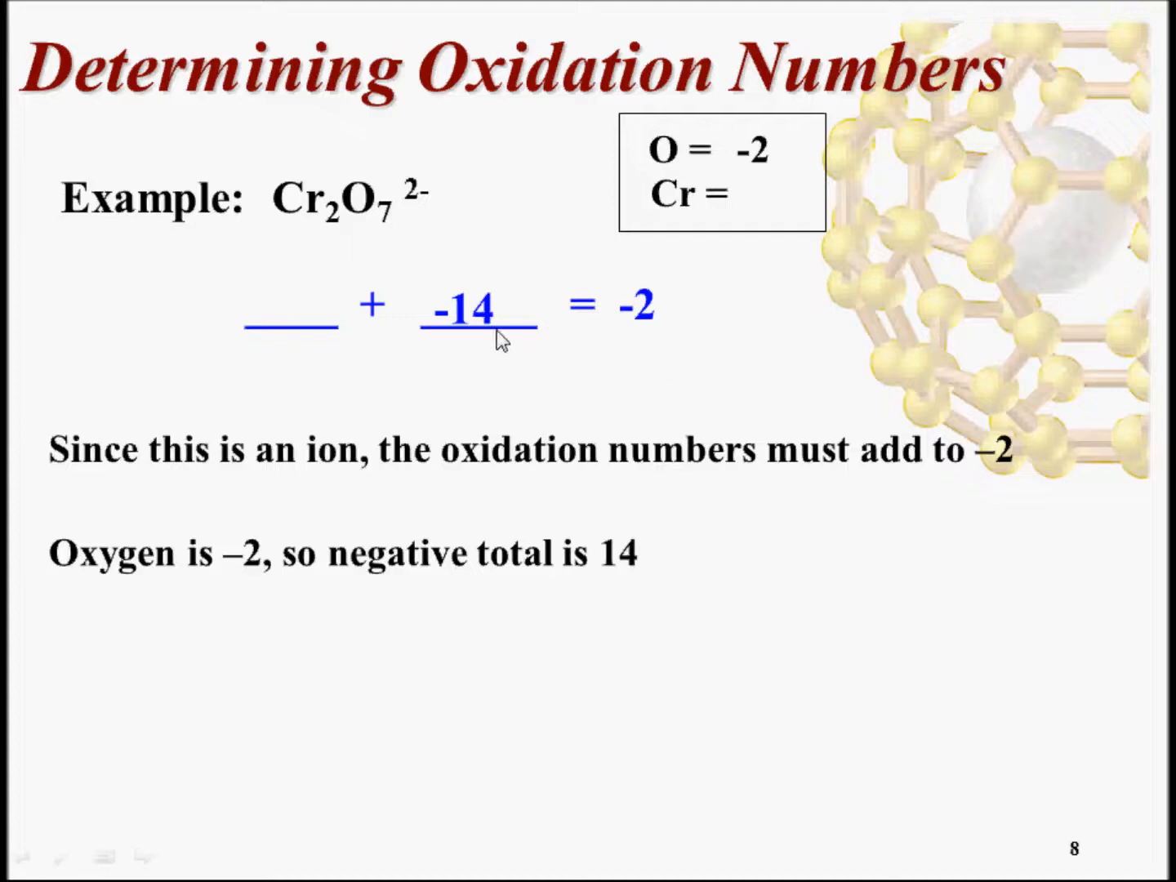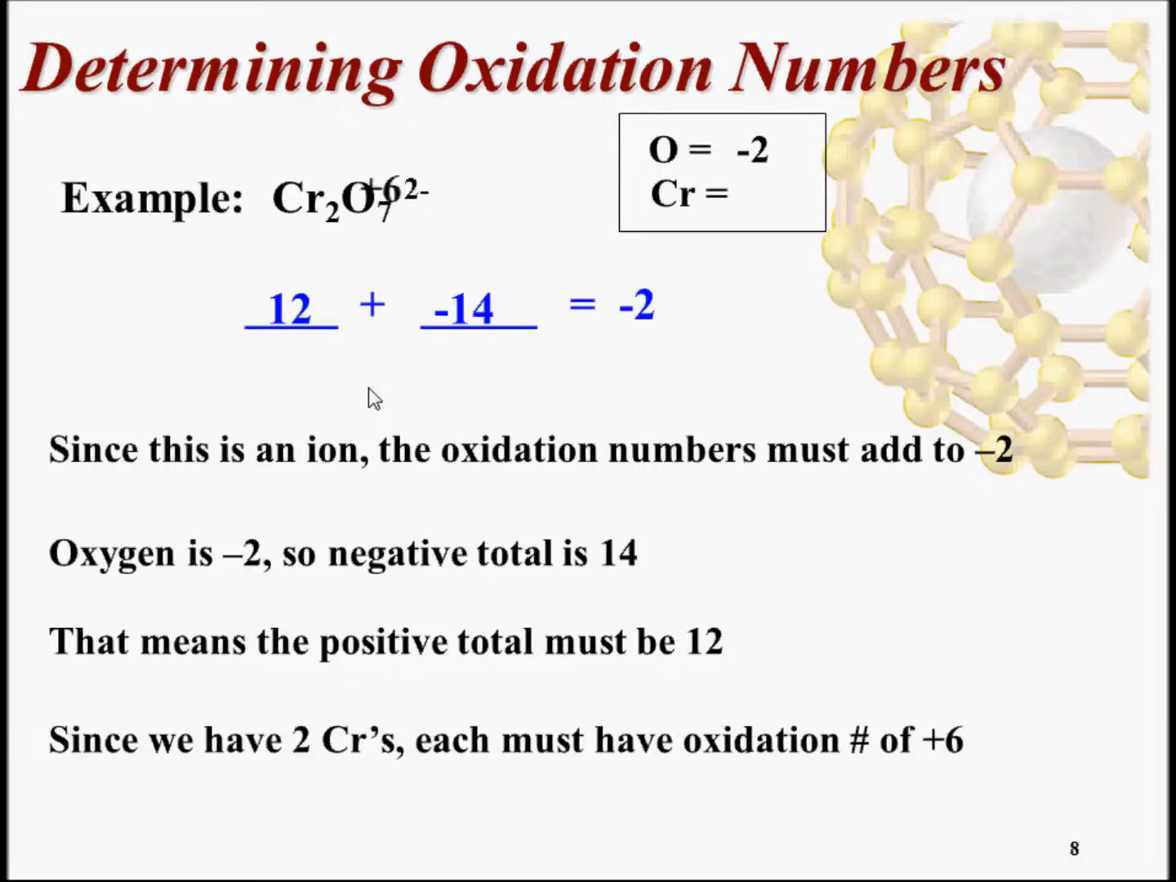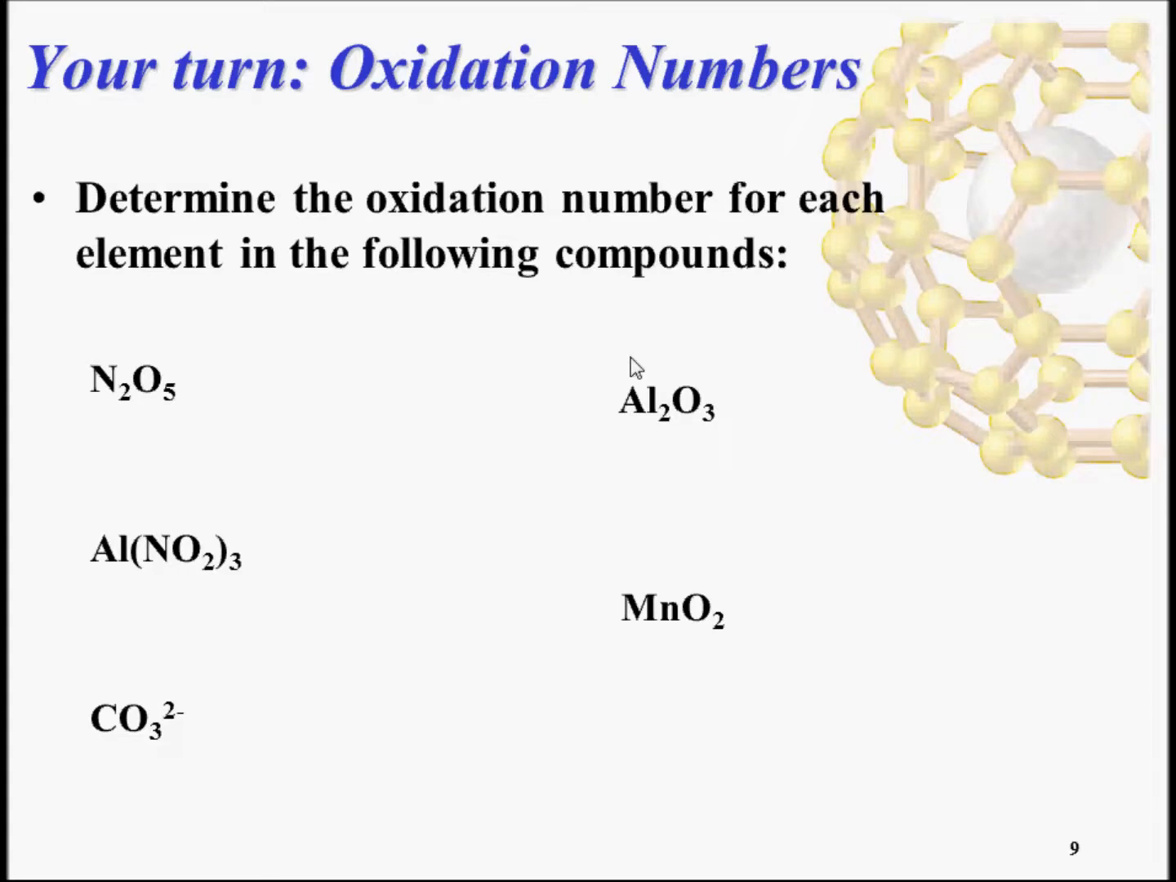Now again, the whole thing has to add to -2. So if my negative total is 14, my positive total has to be 12. I have 2 chromium atoms, so if they have to add up to 12, each chromium must be +6. So the oxidation number of chromium is +6. 2 times +6 is 12, my 7 -2s is -14, and 12 plus -14 equals the charge, in this case -2. So that's how we figure out oxidation numbers. Here are a few examples. I'd like you to pause the video and assign the oxidation numbers to each of these. When you're ready, hit play and we'll see if you're right.